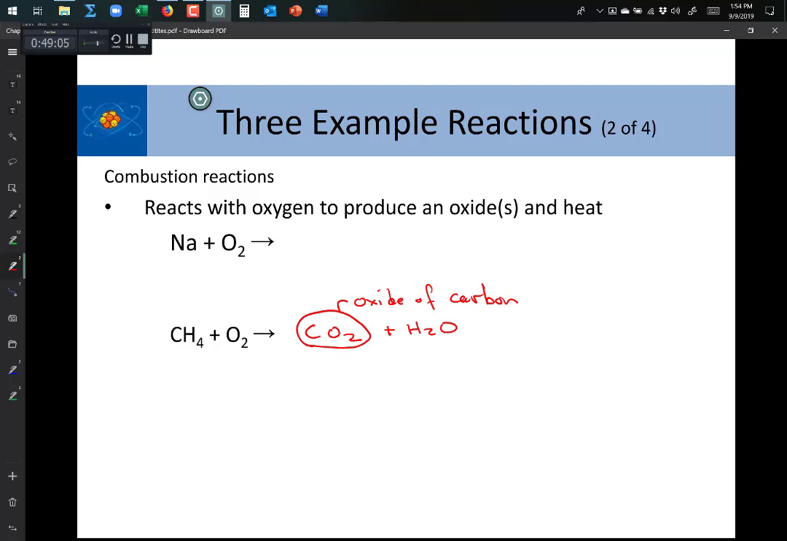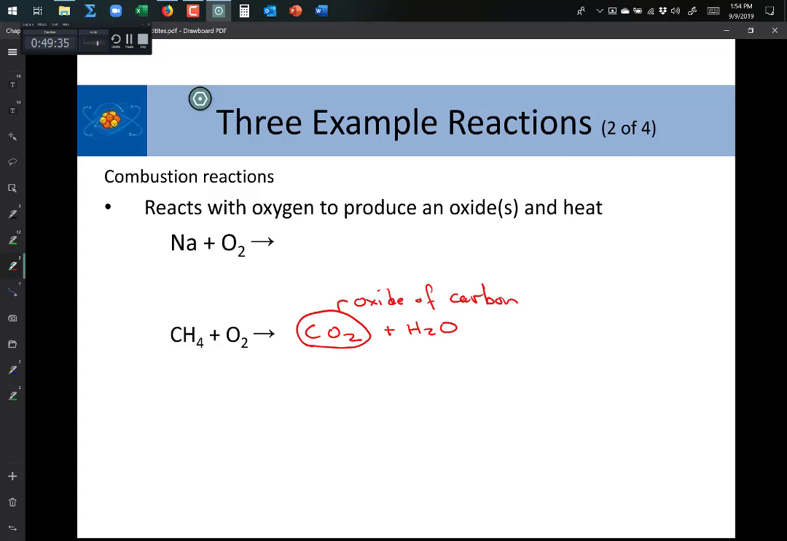These things will all burn with pure oxygen and produce heat and light, just like you'd expect to see when you burn methane or propane or butane. You get heat and light. In those instances, the oxide is always carbon dioxide. You get water out. When you deal with non-carbon reactants, generally metals, you get the oxide of whatever the metal is.